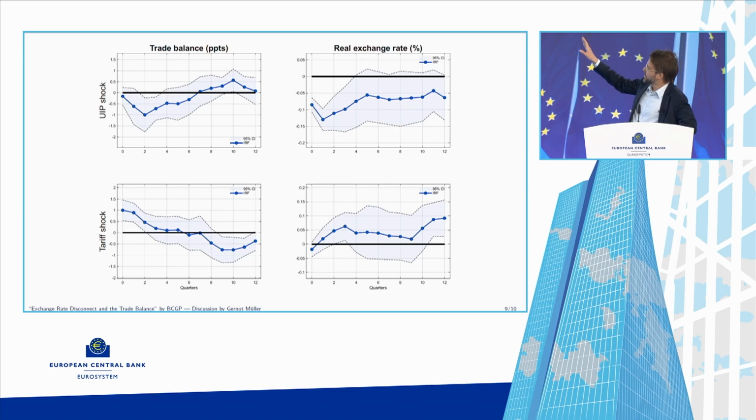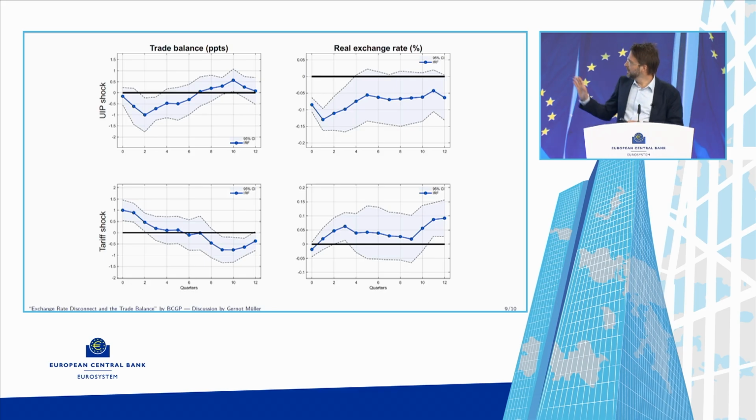The real exchange rate appreciates, as the model says it should. So here you get this positive co-movement. Trade balance deteriorates, real exchange rate appreciates in response to the UIP shock. So that's all fine, confirming directly the transmission mechanism built into the model. Bottom panels give you the response to a tariff shock.